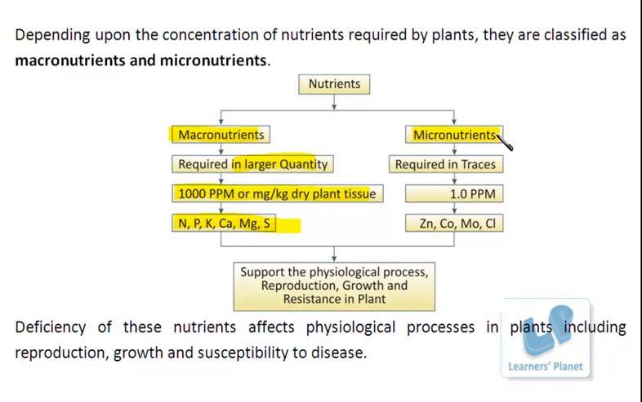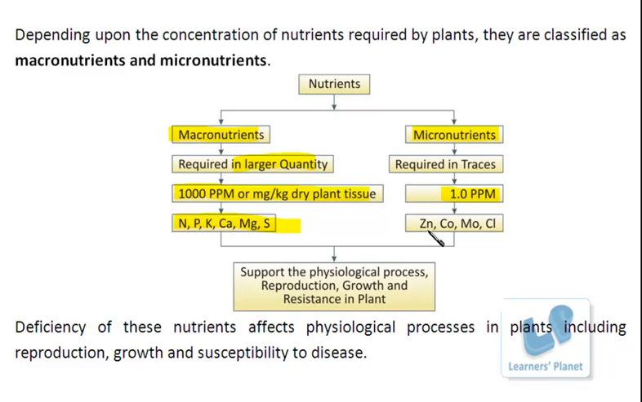Then come the micronutrients, and they are required in traces. Traces means what? It is 1 part per million, that means 1 mg per kg of dry plant tissue. And the examples, as we have discussed earlier, are zinc, cobalt, molybdenum, chlorine and so on.